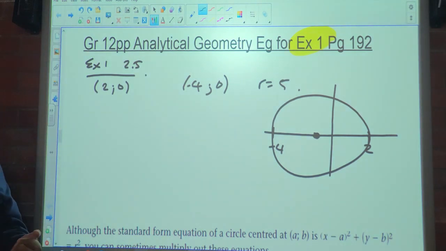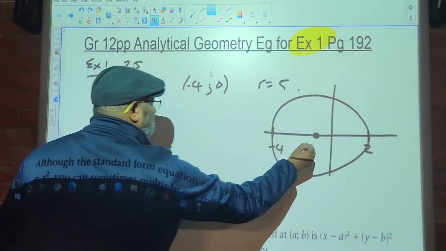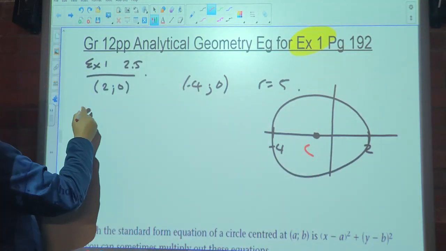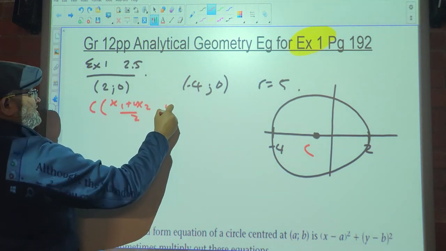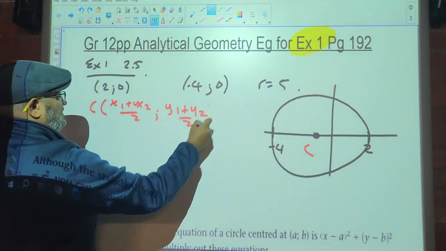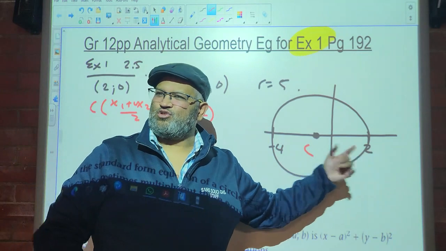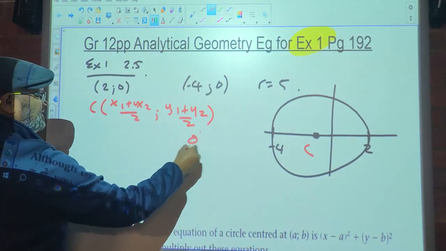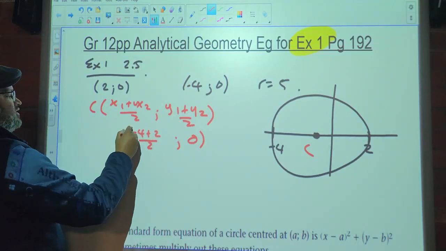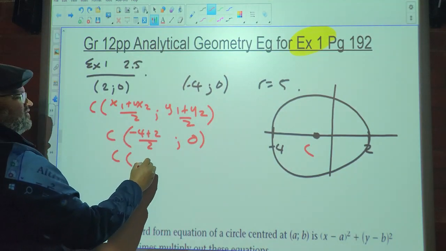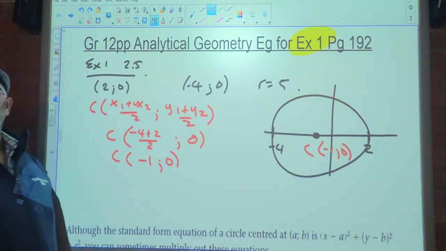Of course not. Okay. So what I'm going to do is first find the center of the circle. The center of the circle is going to be x1 plus x2 over 2, y1 plus y2 over 2. But we say, hang on, this is actually on a straight line, parallel to the x-axis. So the y remains 0. Not so? However, x is going to be negative 4 plus 2 over 2, which gives you a center value of negative 1 and 0. You all agree with that?